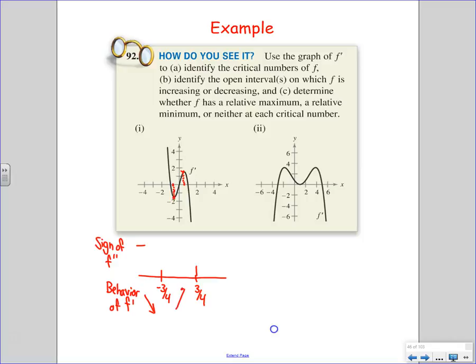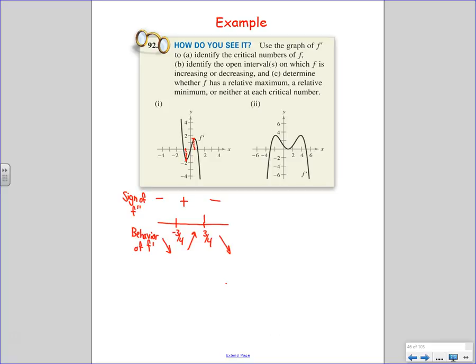F prime is increasing. Careful, always attach a subject. The derivative is increasing, which means the second derivative is positive. And then the derivative is decreasing after that, which means negative. But why did we do all the second derivative? What does the second derivative tell us about the original?